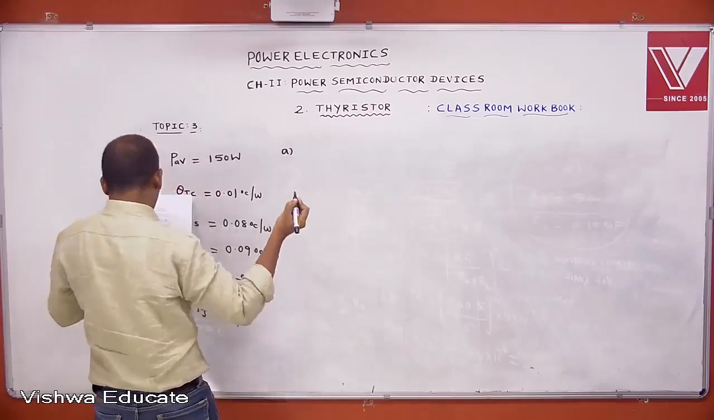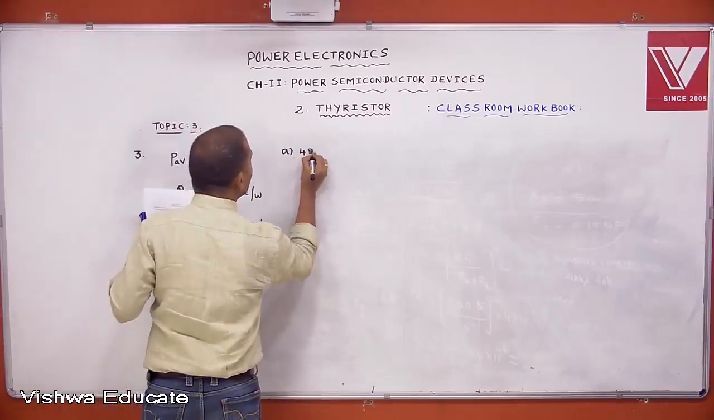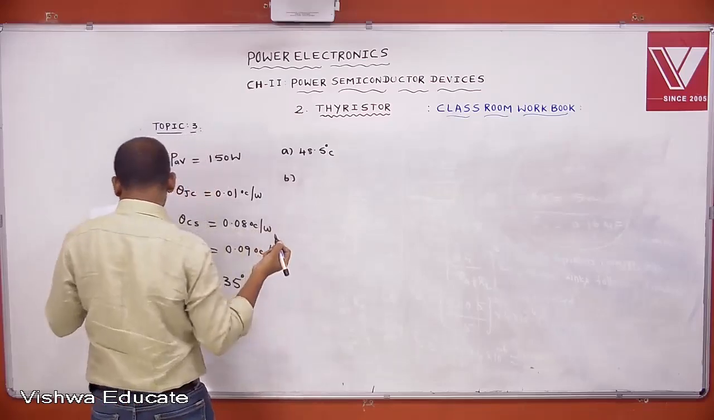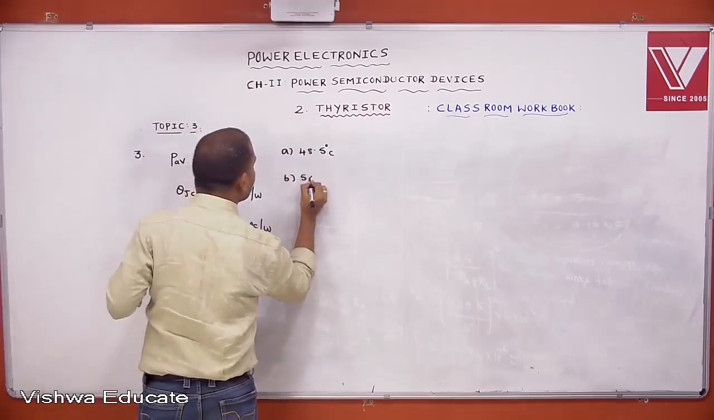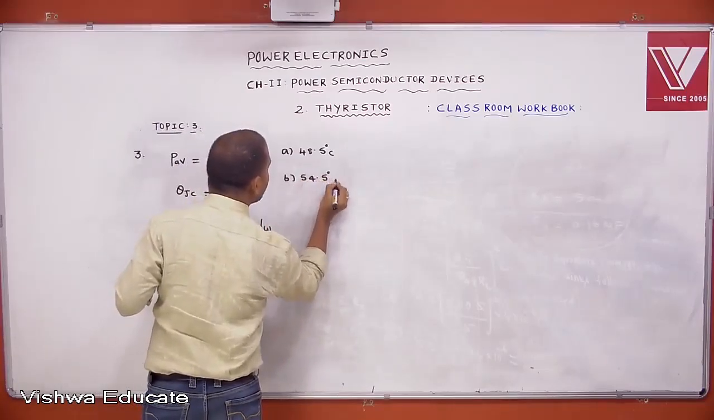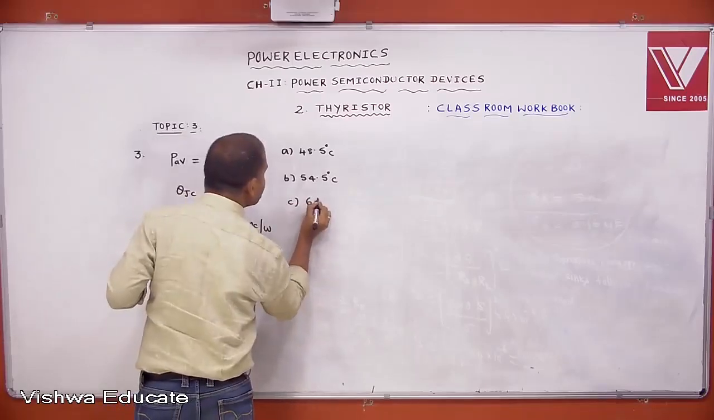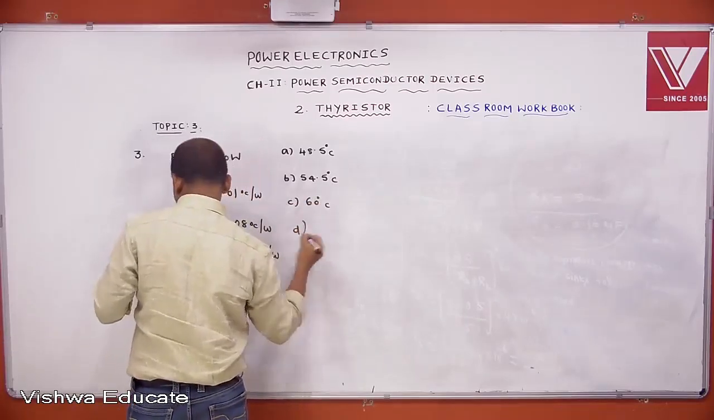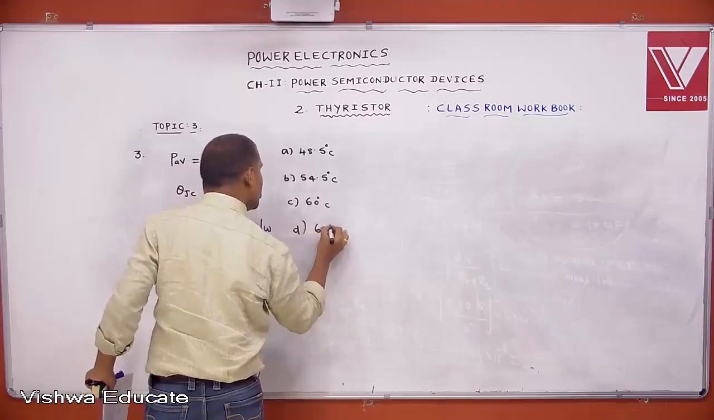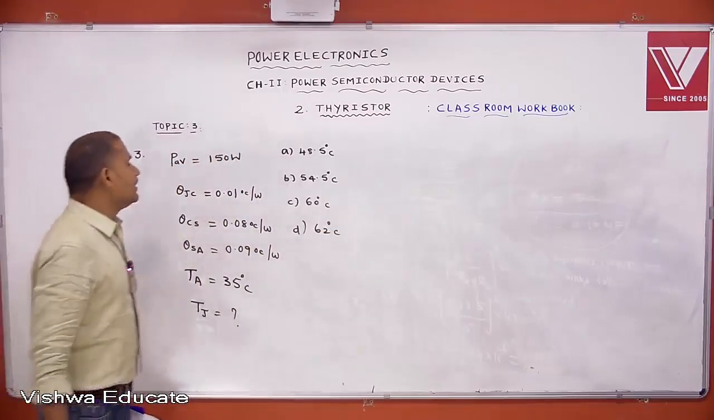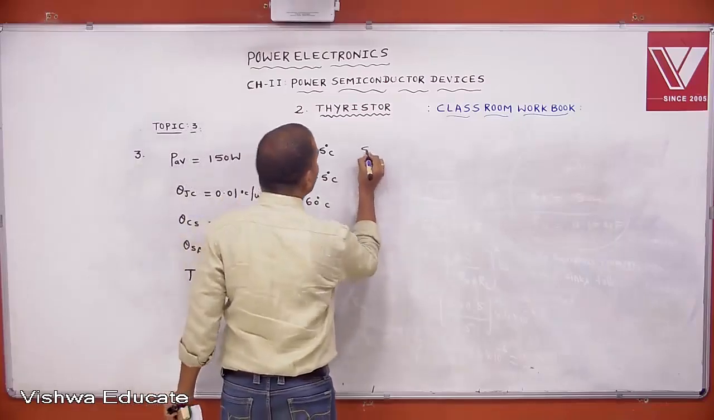Option A is given as 48.5 degree centigrade. Option B is given as 54.5 degree centigrade. Option C is given as 60 degree centigrade. Option D is given as 62 degree centigrade. Concentrate. Tell me, what is the solution for this problem?